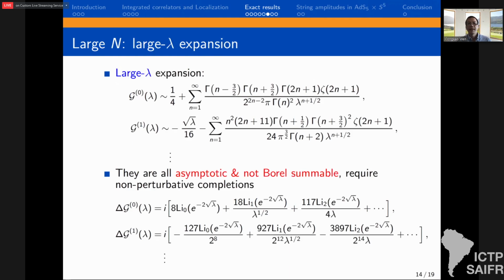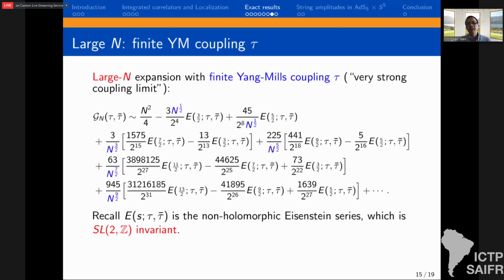Now, one can also do a large N expansion at large lambda. As expected, the expansion in 1 over lambda is in half-integer powers. One big difference is that the series is asymptotic and not Borel summable. Since we have a concrete expression, we can do a resurgence analysis and complete it with non-perturbative terms. That's the result we found. It takes this polylogarithmic form.